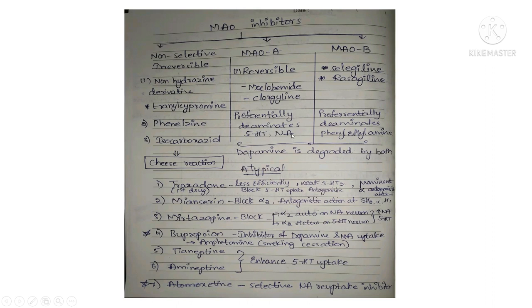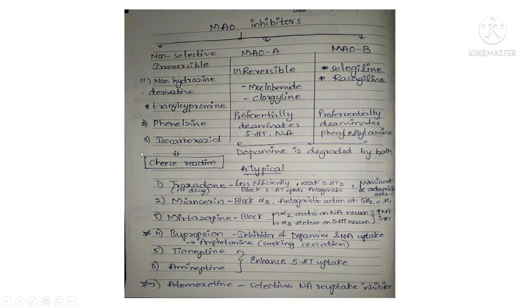We have to inhibit that enzyme to increase the levels of these neurotransmitters at the receptor site. For that, we use moclobemide and clorgyline. And under MAO-B, we have selegiline and rasagiline. The main function of MAO-B is that it preferentially deaminates phenylethylamine. And the common function is that dopamine is degraded by both enzymes, MAO-A and MAO-B.